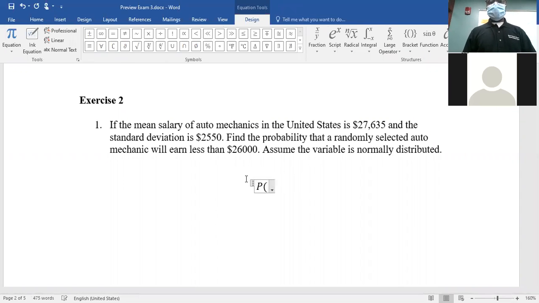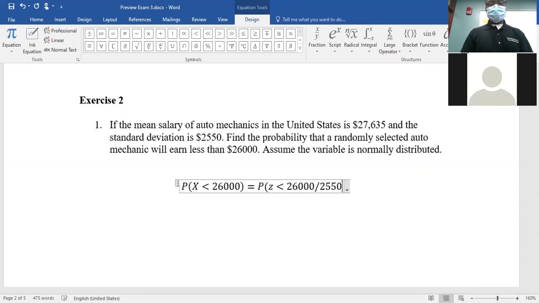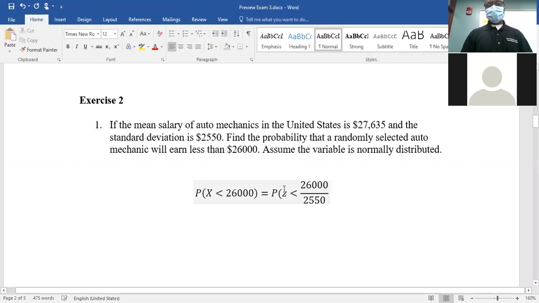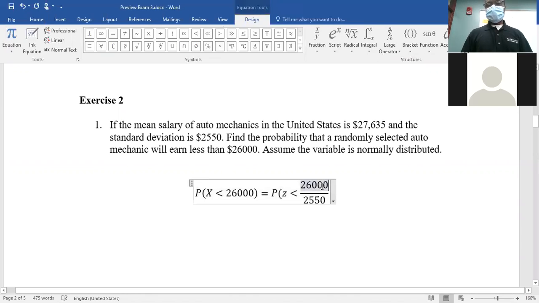So we have the probability that X is less than 26,000. It is equal to the probability that Z is less than 26,000 divided by 2550.